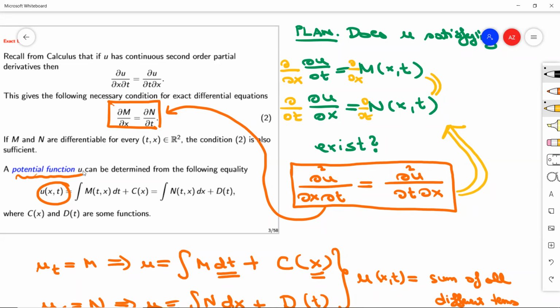Not every differential equation is of this form. Only a really small percent of differential equations are such. So if this is not true, then this only means that u doesn't exist. But the differential equation can still be solved in another way. Okay, thank you.